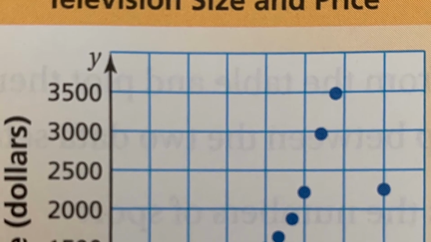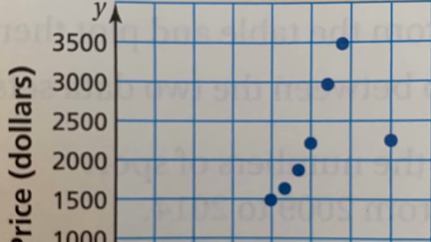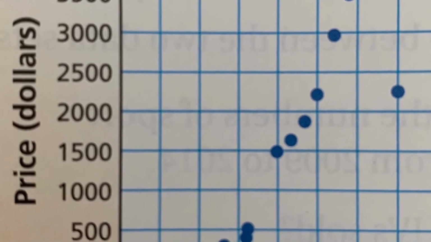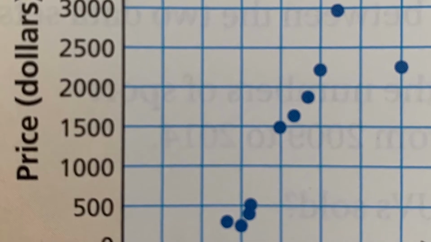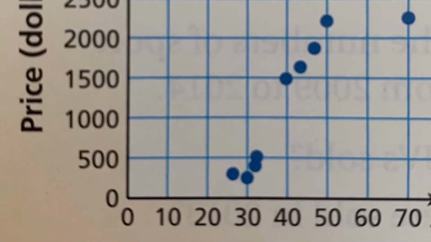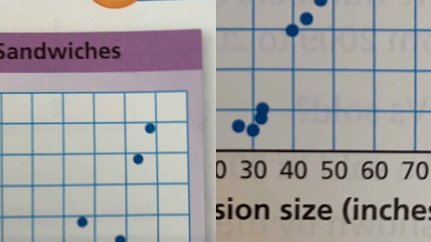This graph shows two things that are actually connected. So it shows television size and price. As the size of the television increases, the price increases, which is what we would expect. So we could say that as X increases, Y increases, and it shows a positive linear relationship.